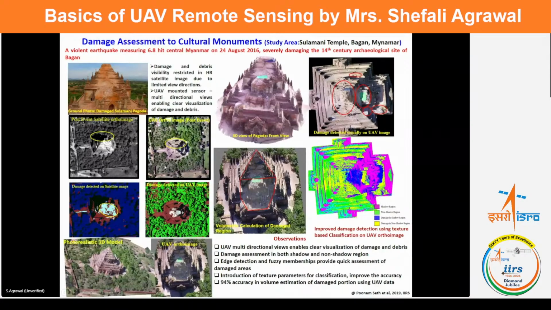With the drone, you have the flexibility to fly everywhere, collect the data, and assess the damages. Drones provide a multi-directional view, which enabled a clear visualization of the damage and the debris. So we can do a damage assessment in both the shadowed and non-shadowed regions, and accordingly remedial measures can be done.